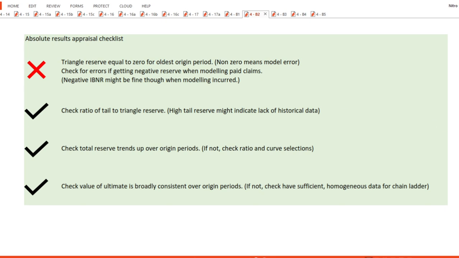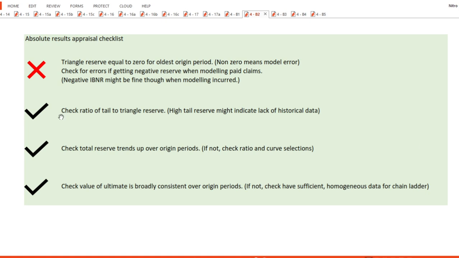Have we built the calculation in a spreadsheet and managed to get a triangle reserve on the oldest origin period, for example? Are we modelling paid claims and getting a negative reserve, i.e. expecting our customers to pay us money in future? Do remember though that negative IBNR is acceptable when modelling incurred claims.